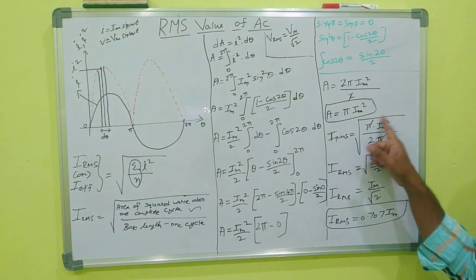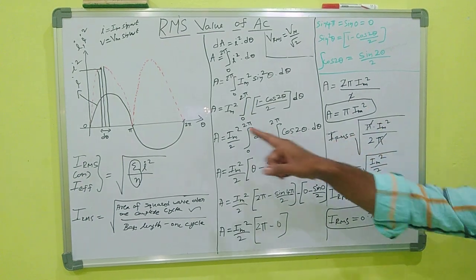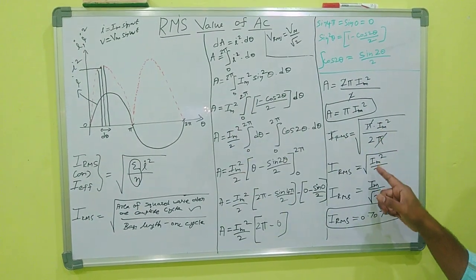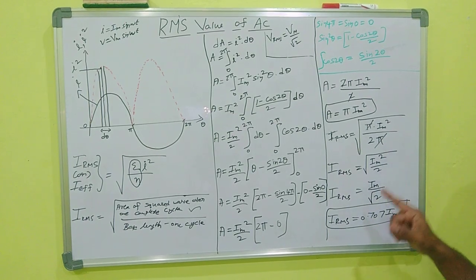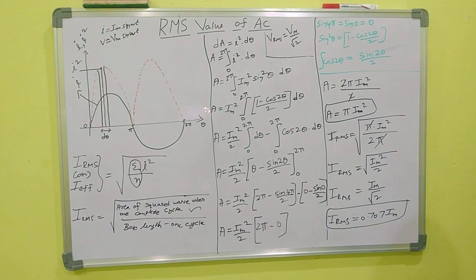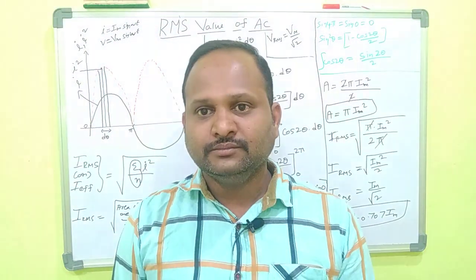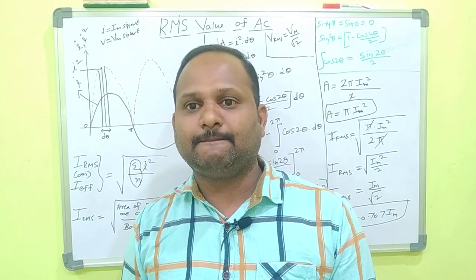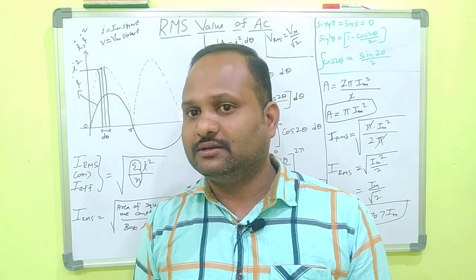So IRMS is equal to the total area of the square wave of one complete cycle divided by the base length, which here is 2 pi. So pi gets cancelled, root of Im square by 2. So the square root and square are cancelled, then IRMS equal to Im by root 2. 1 by root 2 is equal to 0.707. So the final answer is IRMS is equal to 0.707 Im. I hope all of you understood well.